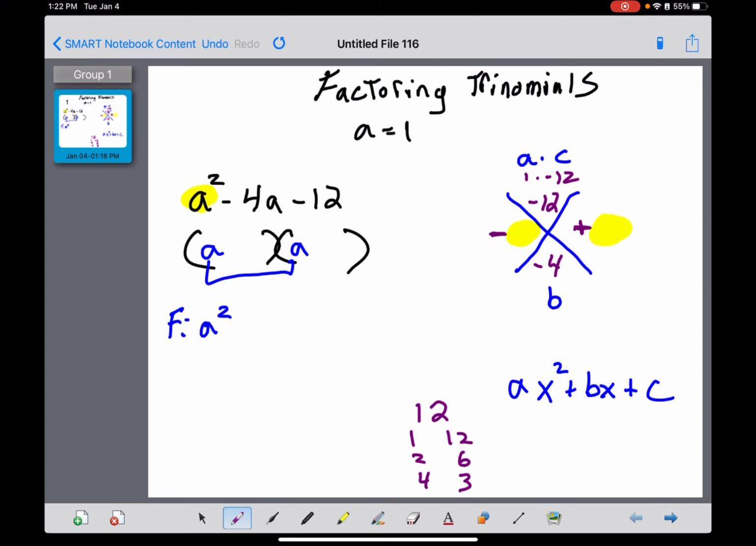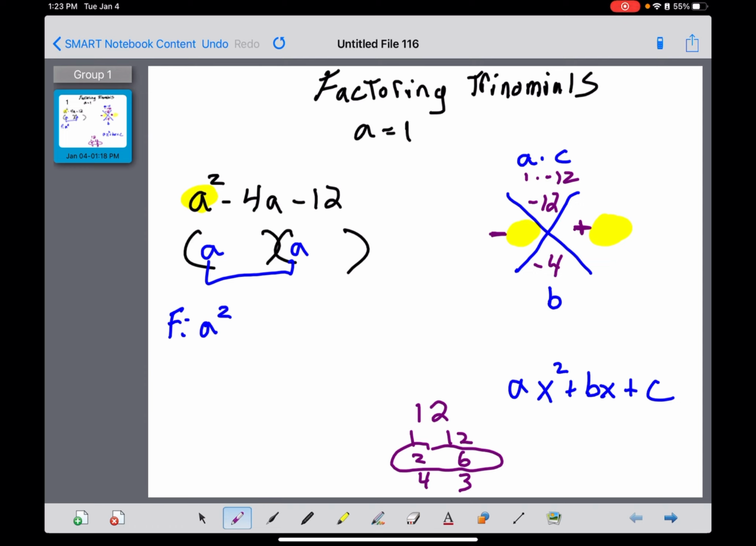Now we need to figure out which 2 we need to use. We know they multiply to be 12. It's going to be negative 12, so one of them is going to be negative and one's going to be positive. But then when we add them together, they've got to be negative 4. So it's obviously going to be 6 and 2.